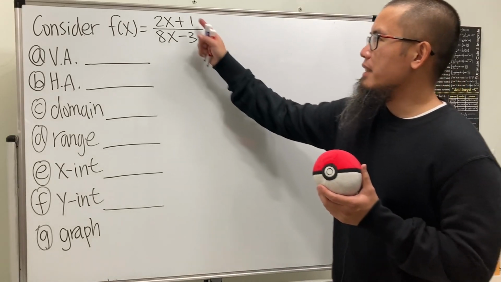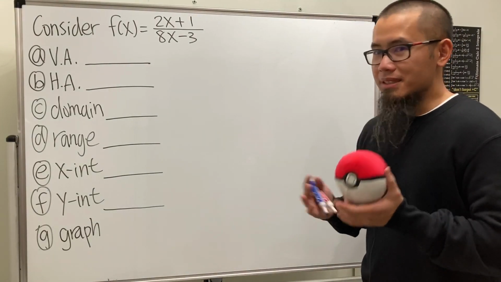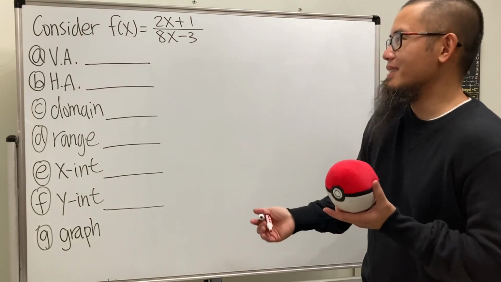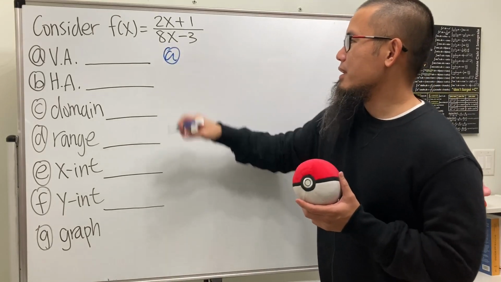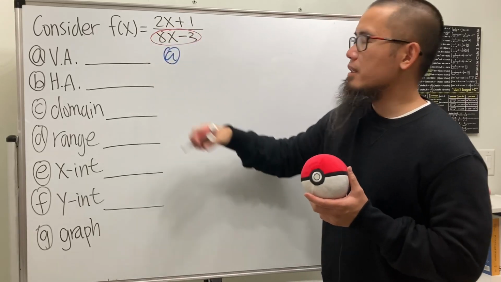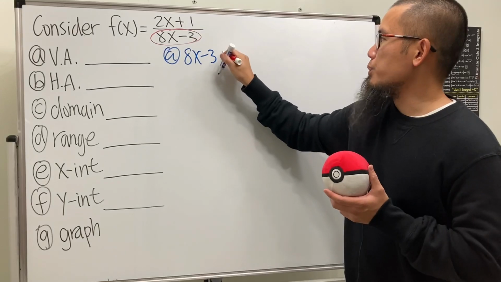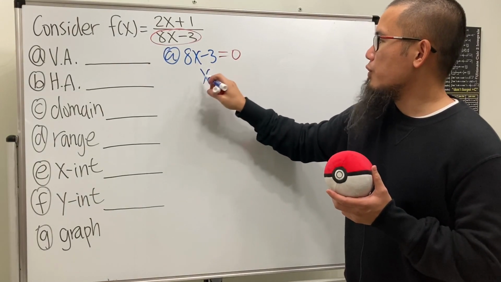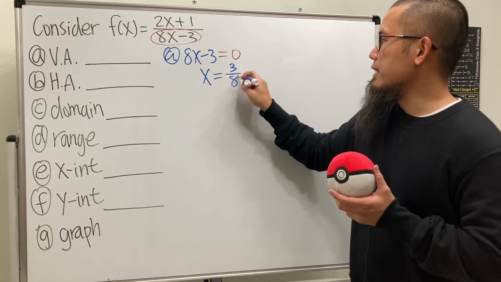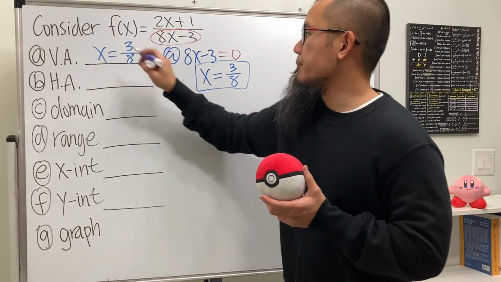First up, we see that there's nothing that we can reduce. So this one, I would say, it's nothing that bad. Anyway, go ahead and get to the first one. For the vertical asymptote, we look at the denominator and we make it equal 0. So we get 8x minus 3, and of course we put it equal 0, and solve for x. You get x is equal to 3 over 8. And then that is it. So just say x is equal to 3 over 8.